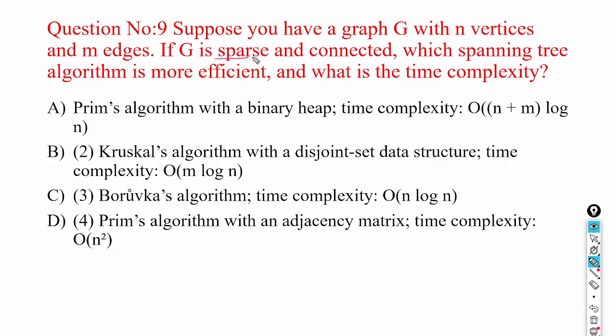Sparse graph means only fewer edges are there in a graph. Then Kruskal's works efficiently. So here, Prim's algorithm with a binary heap has time complexity order of n plus m log n. Kruskal's algorithm with a disjoint set data structure has time complexity order of m log n. So here Kruskal works more efficiently. So the correct answer is Kruskal's algorithm.